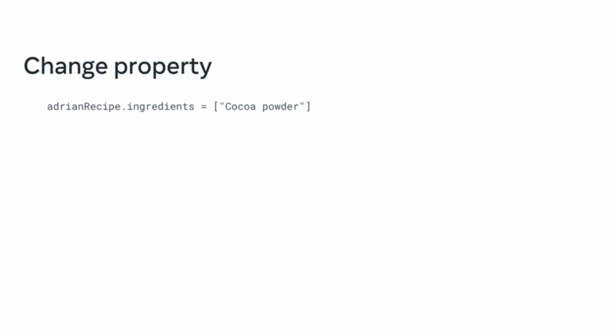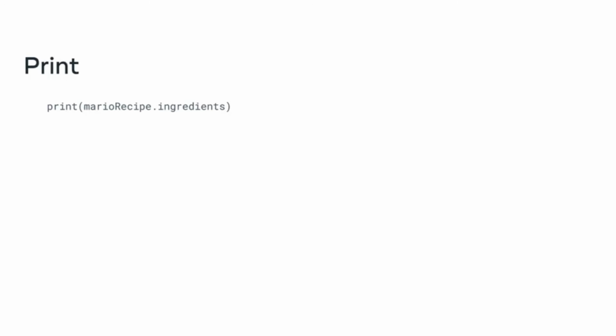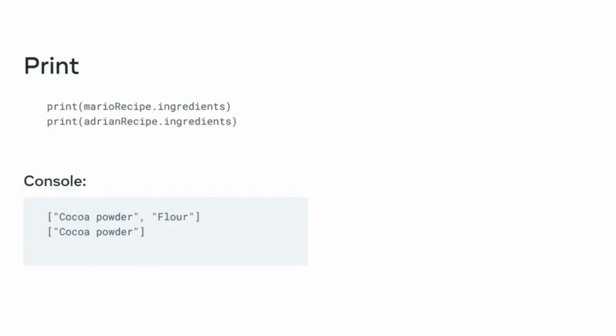Changing a property in Adrian recipe won't affect Mario recipe. For example, suppose you update the ingredients property of Adrian recipe to only cocoa powder. The ingredients property of Mario recipe will remain as cocoa powder and flour. If you print the ingredients of Mario recipe and Adrian recipe, you'll observe that the console logs cocoa powder and flour for Mario recipe and only cocoa powder for Adrian recipe. The example demonstrates how a value type instance creates a copy of its data.